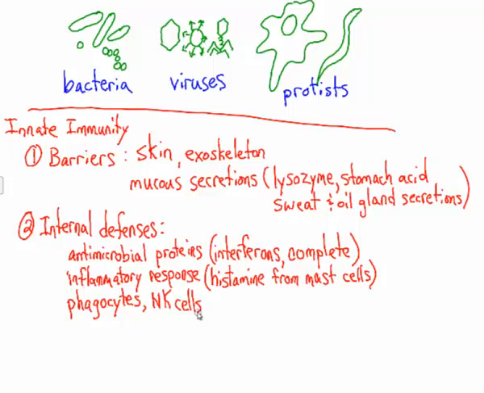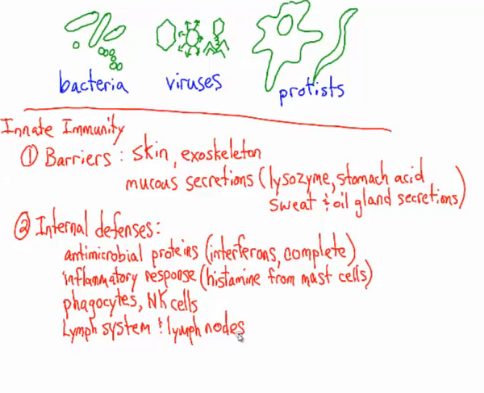Another internal defense that we have is our lymph system and lymph nodes. The lymph system is a series of vessels or tubes that drain body fluid from all of our extremities, our fingers, toes, feet, arms, everywhere. It drains it back and eventually dumps the fluid back into the heart. And along the way, since the fluid is traveling through these vessels or tubes, it's a good idea to have little checkpoints along the way. So let me show a diagram of the lymph system.